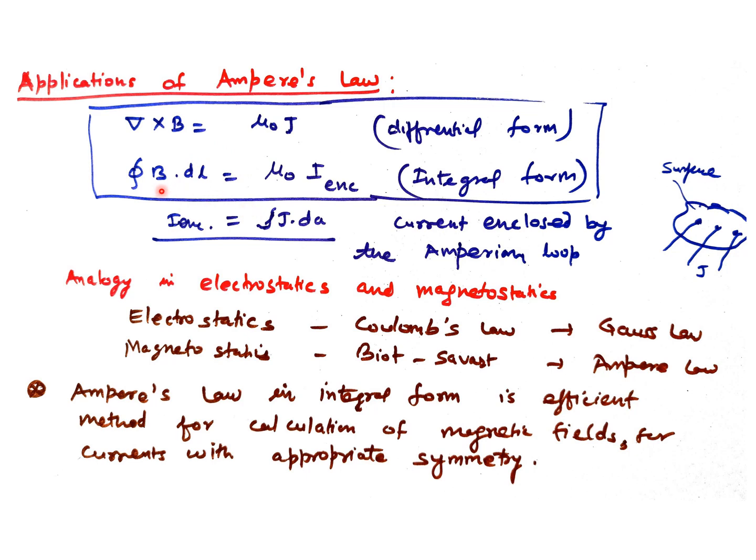And this is the integral form, integral B dot dl equal to mu naught I enclosed. This is the integral form of Ampere's law, and the differential form is del cross B equal to mu naught into J. And sometimes I enclosed is the surface integral of J dot dA. So this is the current enclosed by the Amperian loop.